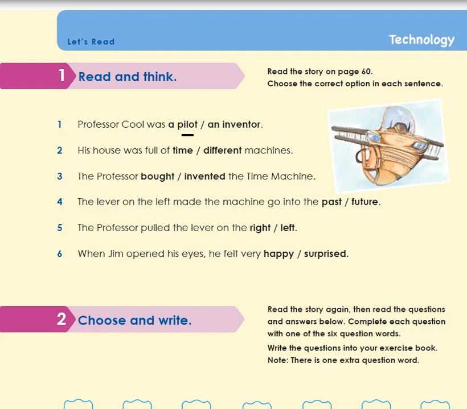Professor Cool was a pilot or an inventor. Number 2, his house was full of, وقلنا full of ممتلئ به وعكسها هناك كلمة empty, time machines or different machines. Number 3, the professor bought, اشترى, or invented, اخترع, the time machine. Number 4, the lever on the left, المقبض اللي على اليسار, made the machine go into the past or future, يجعل الآلة تذهب إلى ال past or future. Number 5, the professor pulled the lever on the right or left.